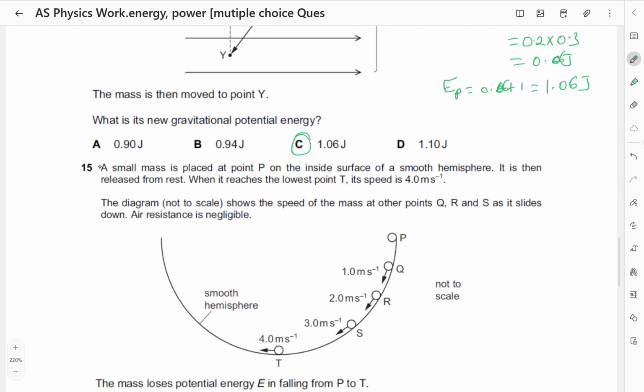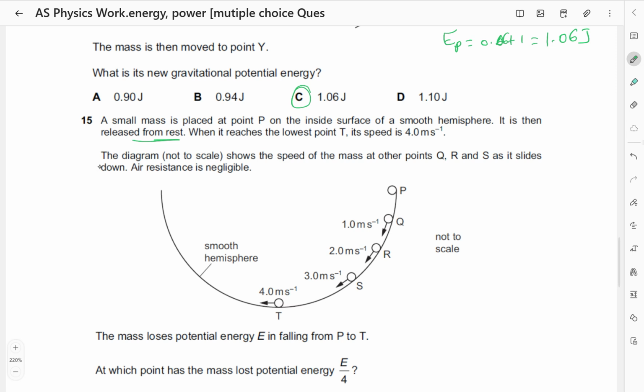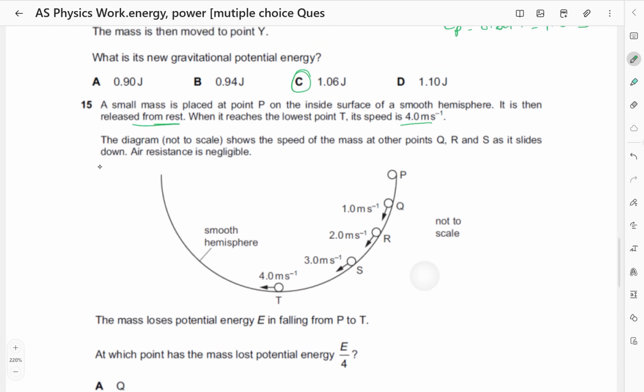A small mass is placed at a point P on the inside surface of a smooth hemisphere. It is then released from rest. When it reaches the lowest point T, its speed is 4 meters per second. The diagram, not to scale, shows the speed of the mass at other points Q, R, and S as it slides down. Air resistance is negligible. The mass loses potential energy E in falling from P to T. At which point has the mass lost potential energy E over 4?